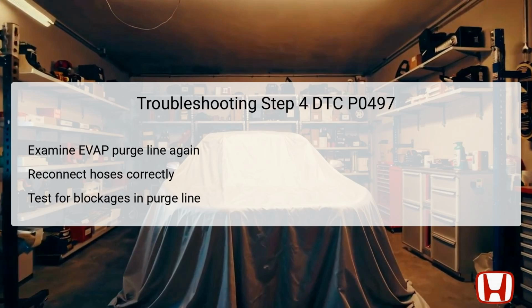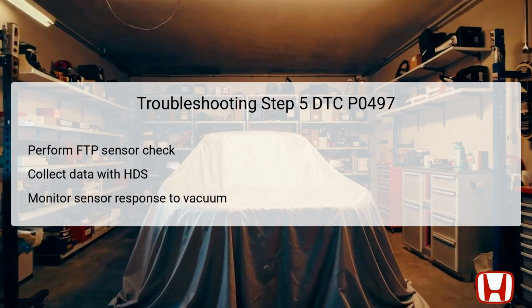Determining whether the line holds vacuum will help identify if there are any blockages in the purge line. Necessary repairs should follow based on the test results. For the fifth troubleshooting step, focus on evaluating the performance of the FTP sensor.